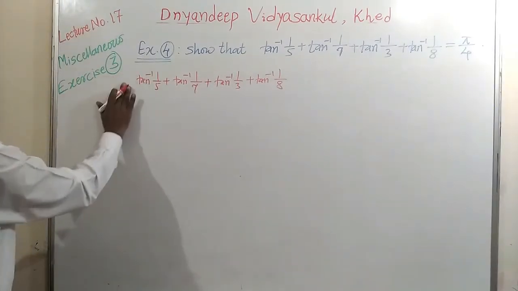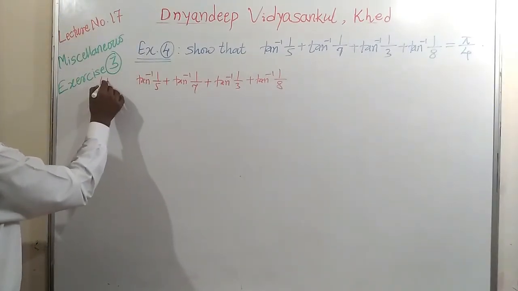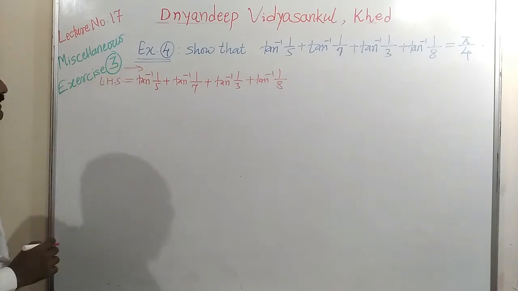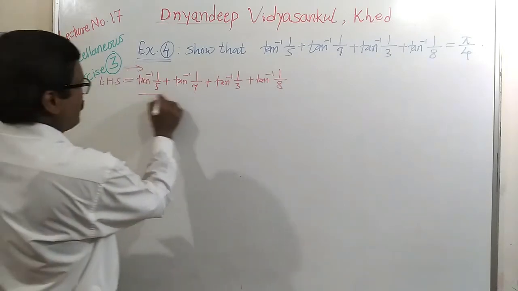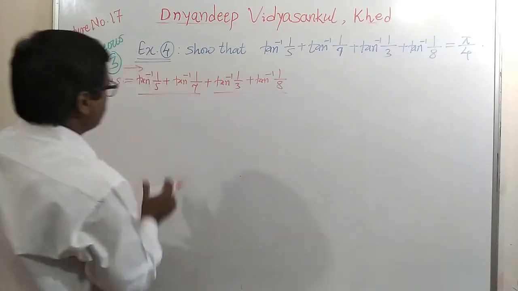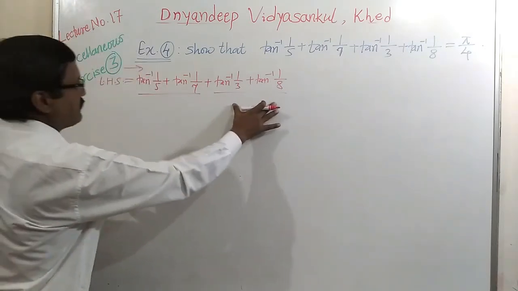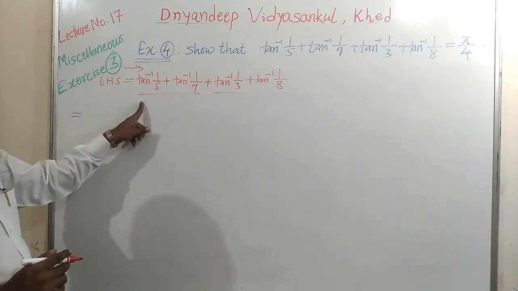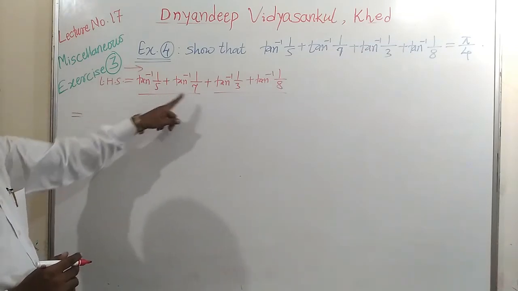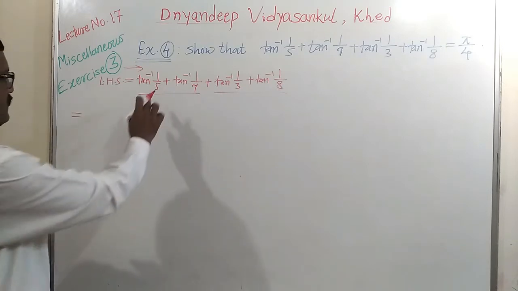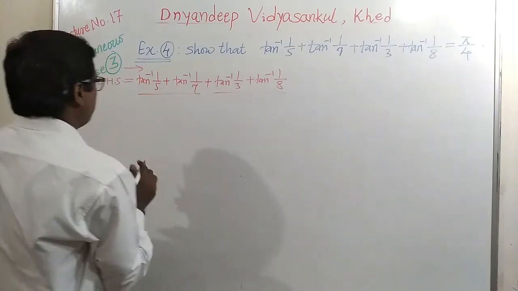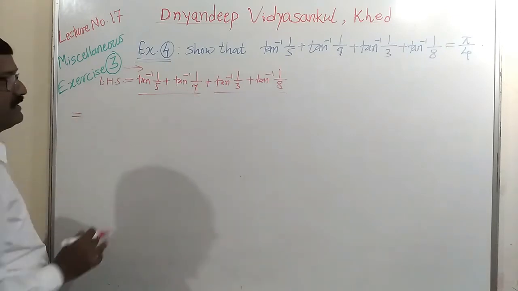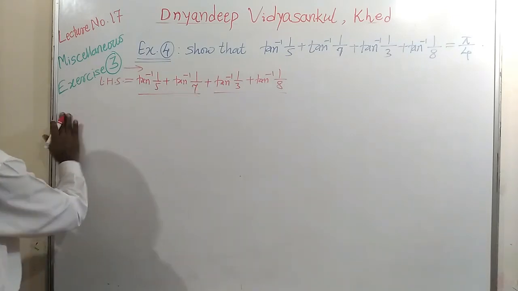What is this? This is the LHS of the requirement. So we are starting with LHS. Now make here two parts. Means first take these two terms and then the remaining two. It is equal, applying the formula for tan inverse x plus tan inverse y, where x and y both are positive, and the product of any two is less than 1.